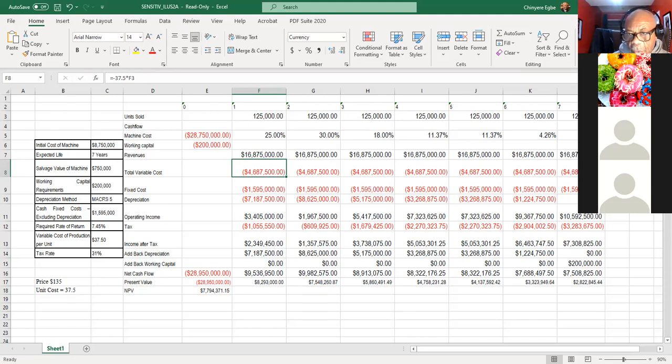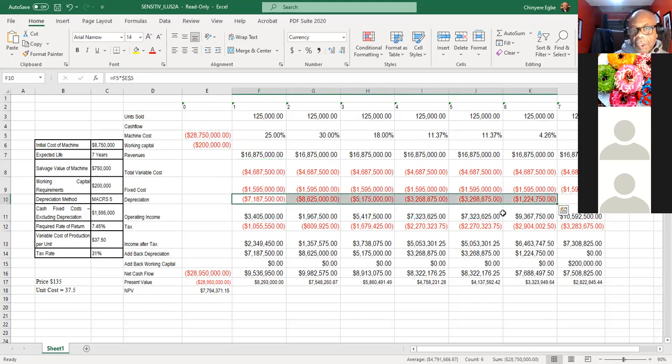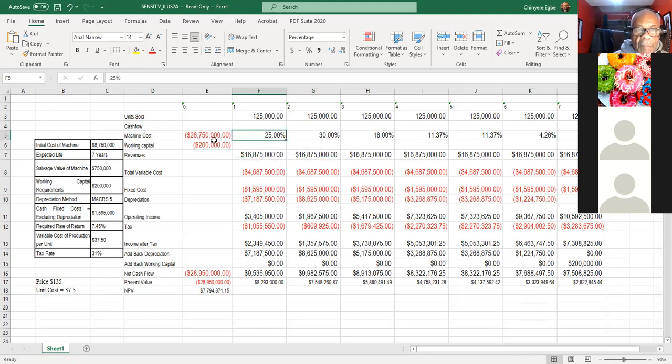So that gives you the total cost. And so you deduct the fixed cost, you take away depreciation, and you can see depreciation changes. Depreciation is the 25% times the total cost of the asset, which is your depreciation. And then you get your operating income, you pay your tax, and then this is income after tax, and then you add back the depreciation, as we know, and then you get your net cash flow.